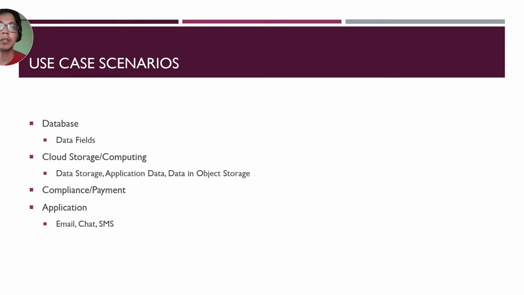Cloud storage. When it comes to cloud storage, we'd want to ensure that our data storage is encrypted, the application data, the data in the object storage. Compliance and payment. Again, we'd want to make sure that when we have our credit card information, it's encrypted from end to end. Next is the application for email, chat, and SMS. There is confidential information that we send out through email or in chat, like when we do video calls or when we send out photos. We don't want that information to be leaked and sniffed by cyber criminals.